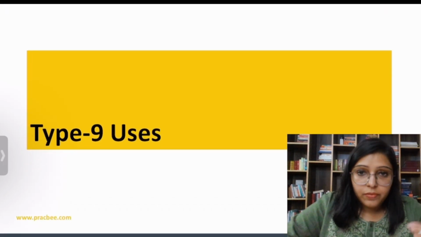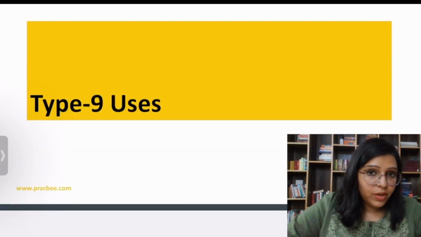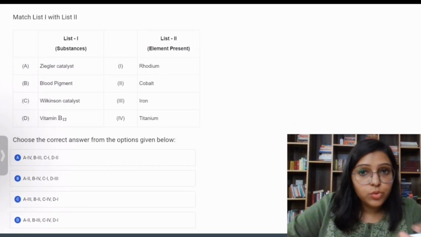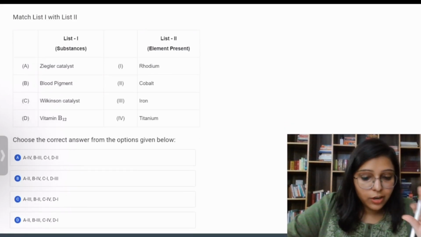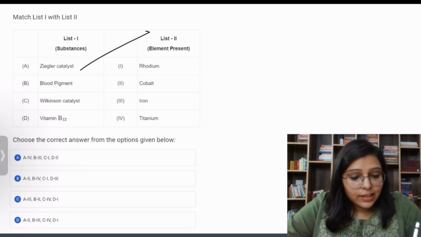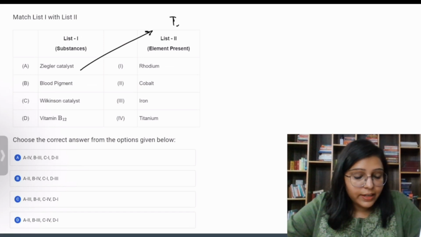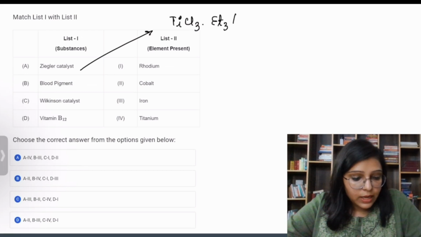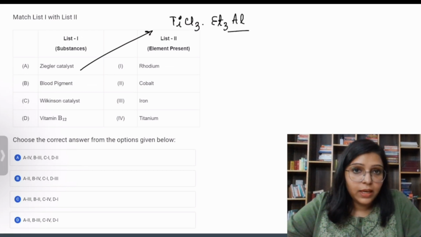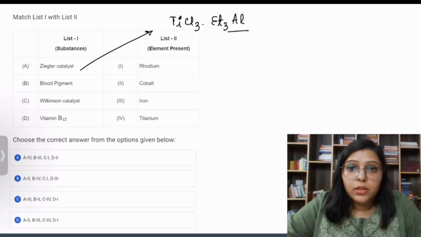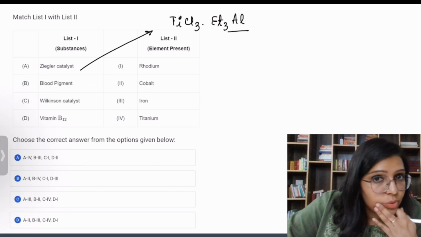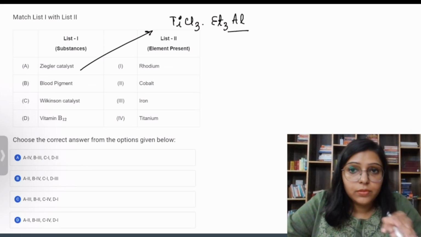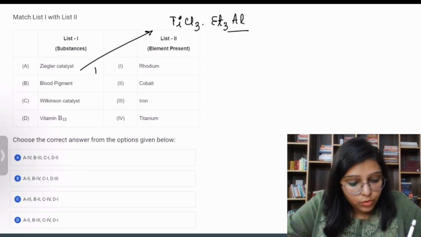So when a ligand has good pi accepting character, that is going to happen. Next, we are moving to the next topic, where we are going to discuss some uses. You just have to learn these. So the Ziegler-Natta catalyst: titanium chloride and triethyl aluminium, used in making high density polythene. So we can match it with option number 4.